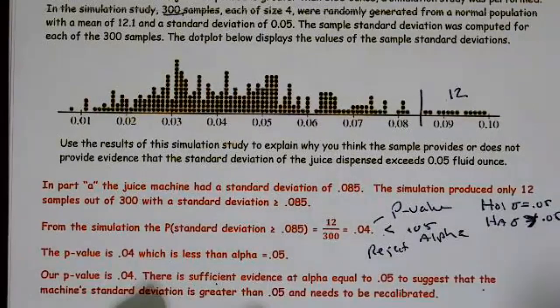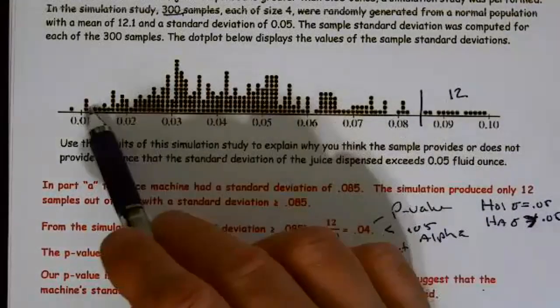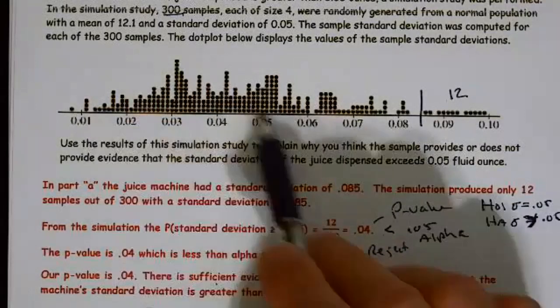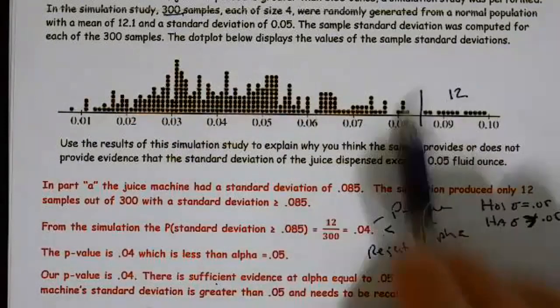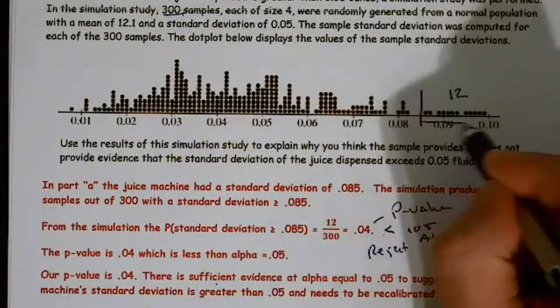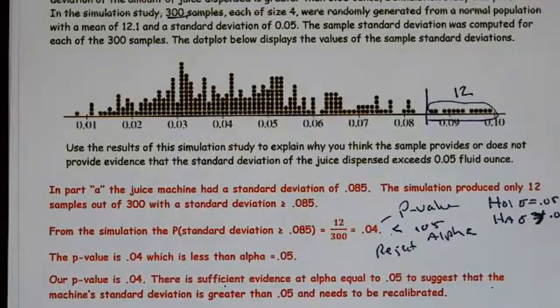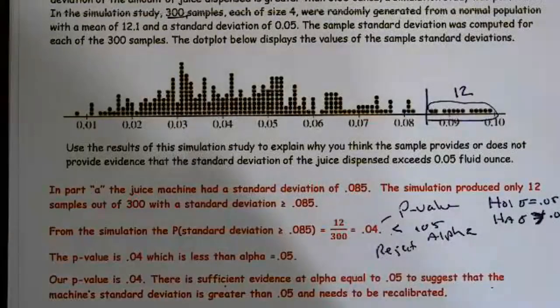So basically, all we did was say they had a sample of 300. These are our 300 groups of 4, and these are the standard deviations they came up with. Some really small ones, this is where we're shooting for, this 0.05. But we have a few really big ones. Well, how many big ones did we have when we did this by random chance alone? We had 12. Well, 12 out of 300, that gave us a very small p-value. And with that small of a p-value, we needed to reject the null so that we could recalibrate.